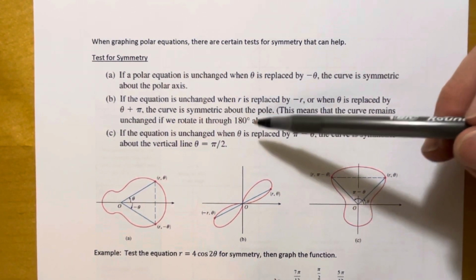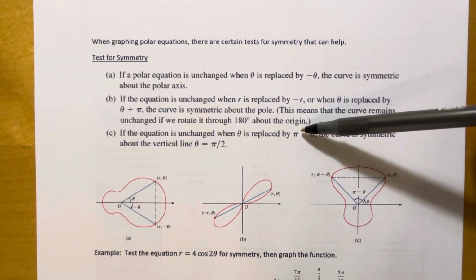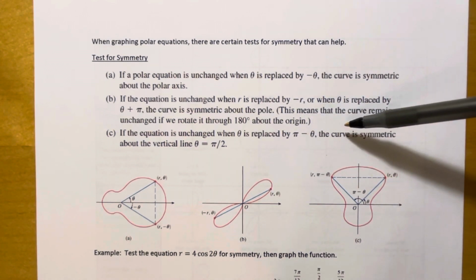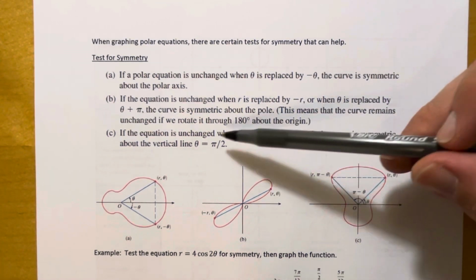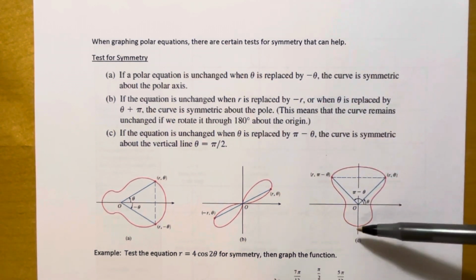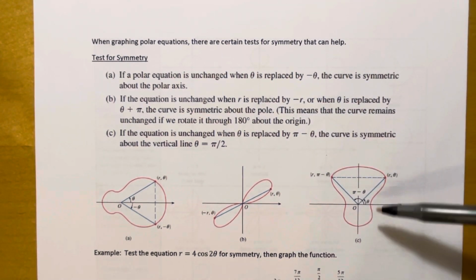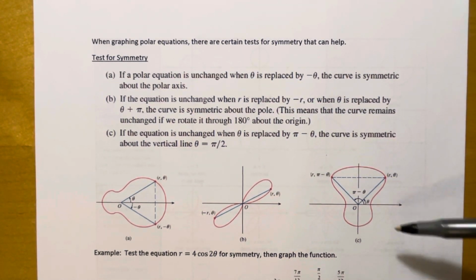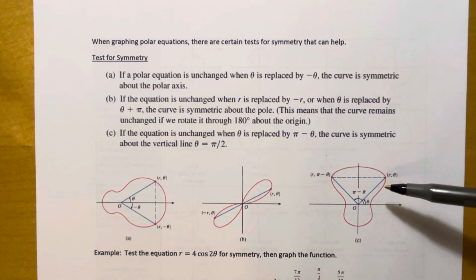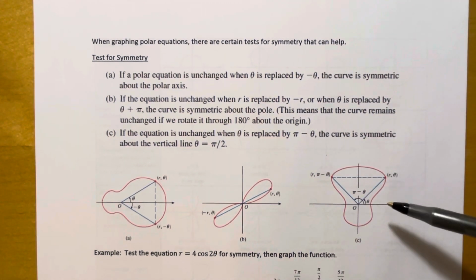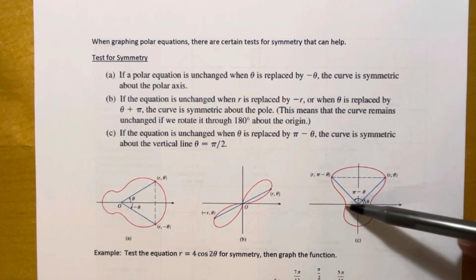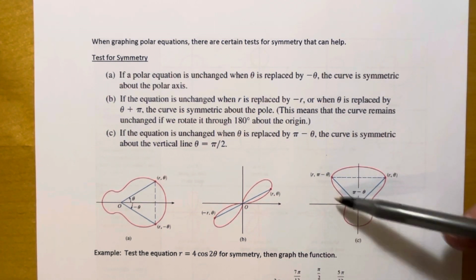Finally, if an equation is unchanged when theta is replaced by pi minus theta, then this curve is symmetric about the vertical line, theta equals pi over 2. That's the vertical axis here. And you can see from this picture why that is. If I do pi minus theta, then you can think of that as starting from an angle of pi and subtracting a theta from it.